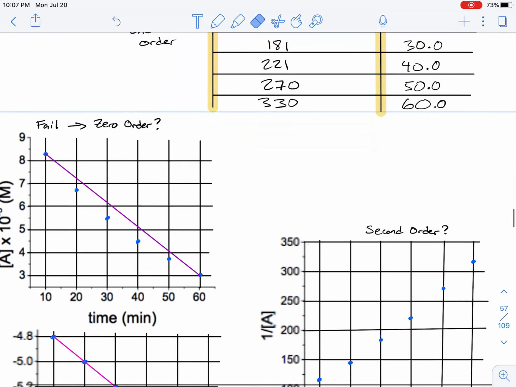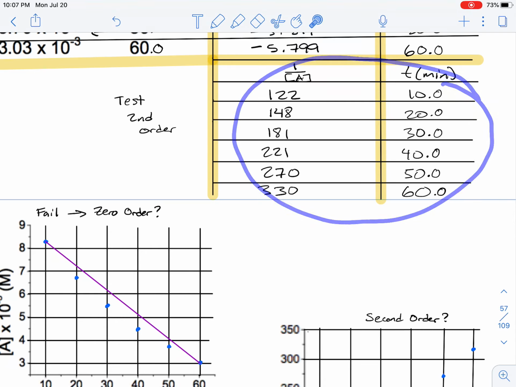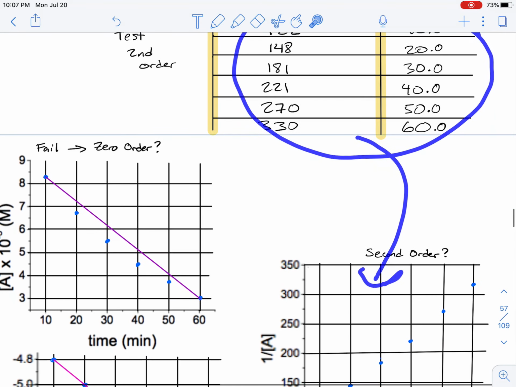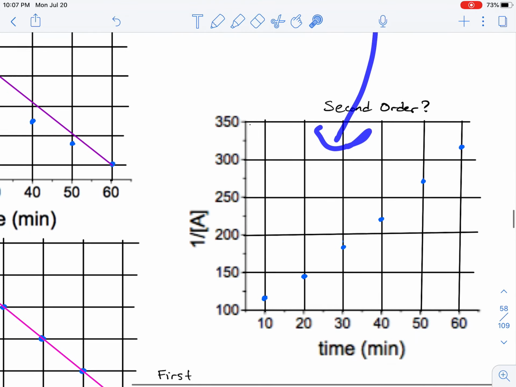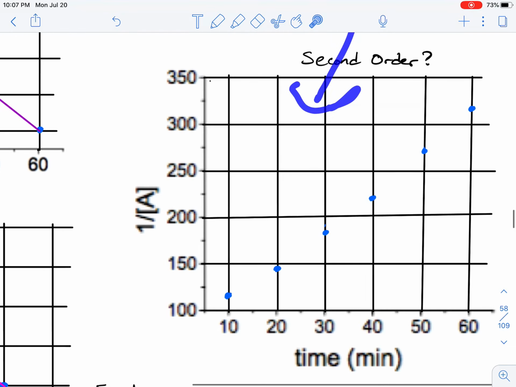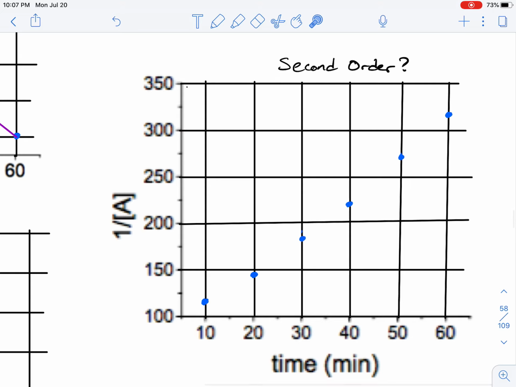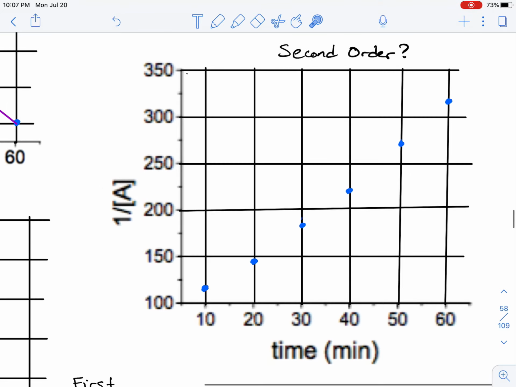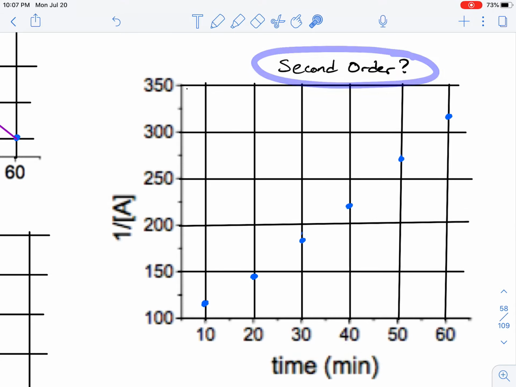Okay. So I'm going to go ahead and zoom out real quick. All of these points here are already plotted on a graph. I've done that ahead of time. And this is the result of that graph. Looking at the axes, if I take the reciprocal of the concentration and plot it against time, what I'm doing is testing for second order.